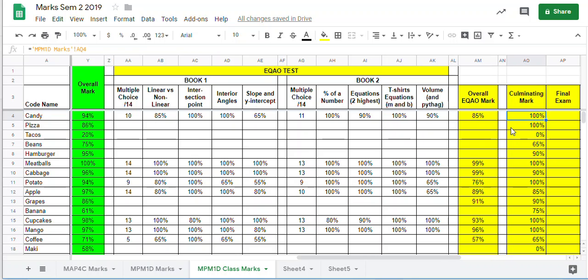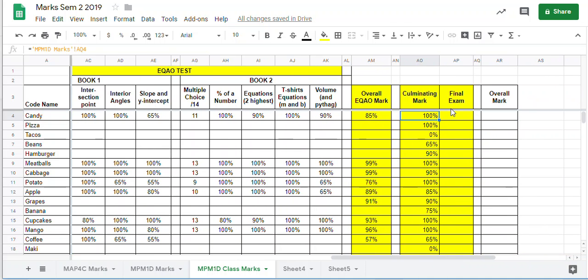And then your culminating was just every question was out of 4, and so there was 5 questions, so it was out of 20. So that was that. And then your final exam will be marked, and it will go here. And then your overall mark will be a combination of these 3 things equaling 30%, and then the course mark being 70%. So that's the plan.